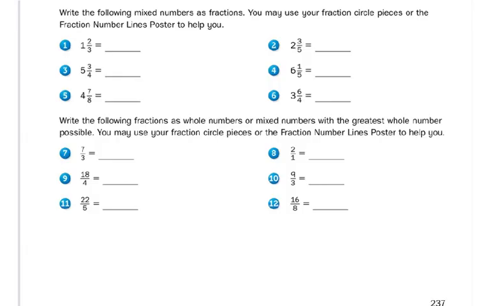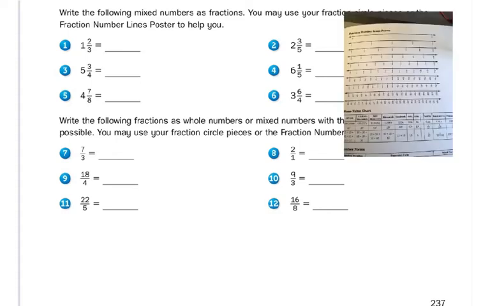Let's take a look at the bottom of the page. It says, write the following mixed numbers as fractions. You may use your fraction circle pieces or the fraction number line poster to help you. So you have a poster in the back of your math journal. It is in the very back inside cover. It says fraction number lines poster. And I just inserted it so you can use that.